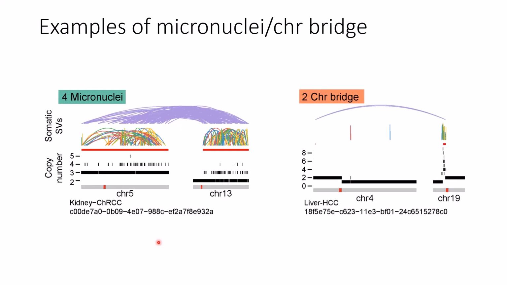Here, I'm showing you a few examples. This is the same kidney cancer genome that I showed you earlier, which is predicted to be signature 4, micronuclei. The breakpoints here are evenly distributed across the chromosomes, and the copy number profile shows the copy number oscillating between 2 and 3 states. And this example is a liver cancer genome predicted to be signature 2, chromatin bridge, where you can see the breakpoints are highly concentrated in very small regions, accompanied by very large fragments lost from the telomere side.